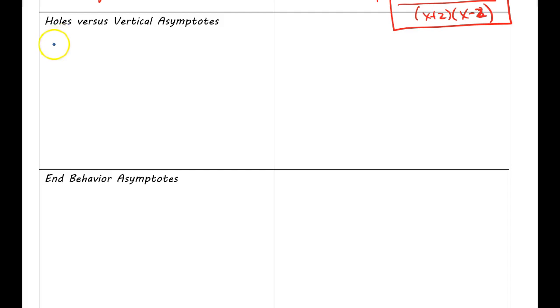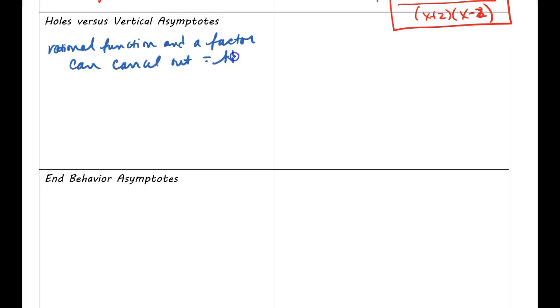Okay, if you have a rational expression or a rational function and a factor cancels out, then you have found the hole, my friends, okay? So we'll do an example in a second, but that's what I'm talking about. If you've got a rational function and the factor can cancel out, then that would be a hole.